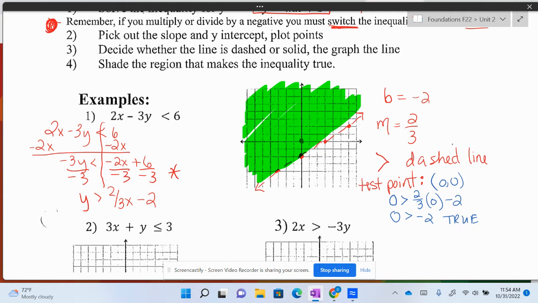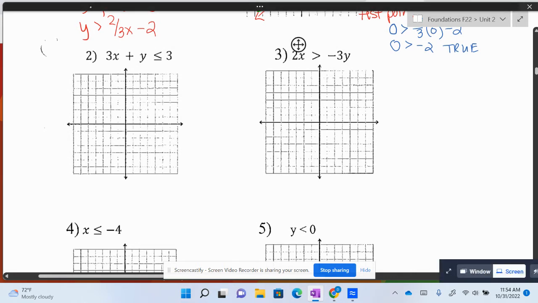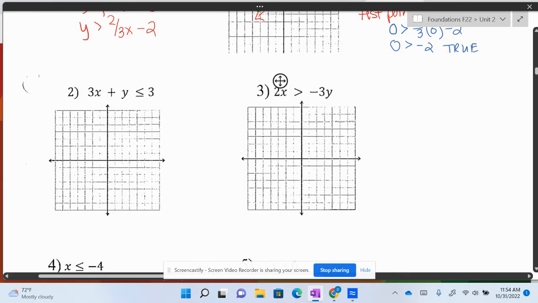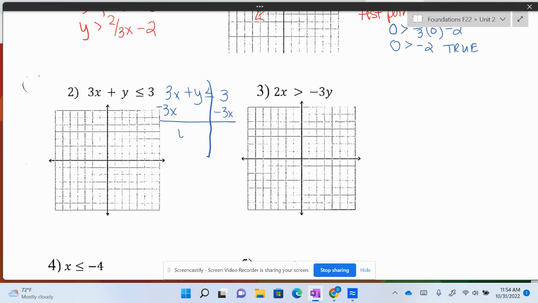Okay. Let's do it again. So is my equation in y equals mx plus b form? No, it's not. So I have 3x plus y is less than or equal to 3. What do I need to do to solve for y? What do I need to do to get y all by itself? Go ahead, Gavin Kane. Yeah, subtract 3x from both sides. So that gives me y is less than or equal to -3x plus 3.